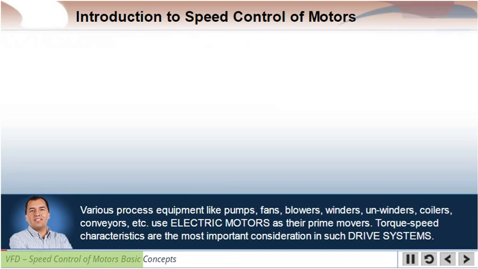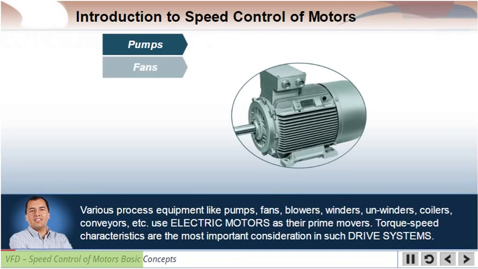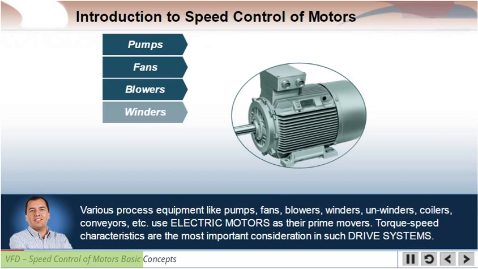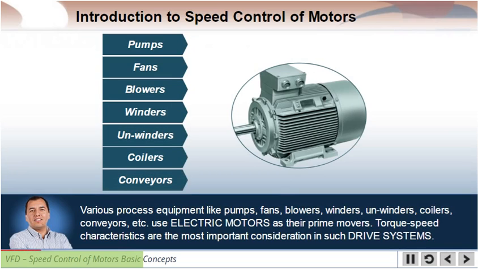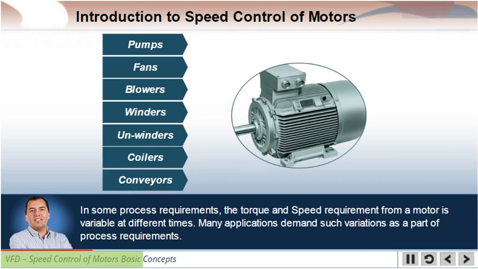Various process equipment like pumps, fans, blowers, winders, unwinders, coilers, conveyors, etc. use electric motors as their prime movers. Torque speed characteristics are most important considerations in such drive systems. In some process requirements, the torque and speed requirements from a motor are variable at different times.